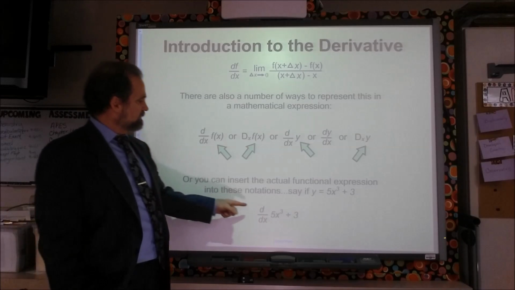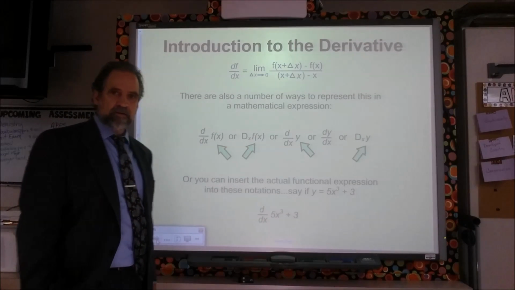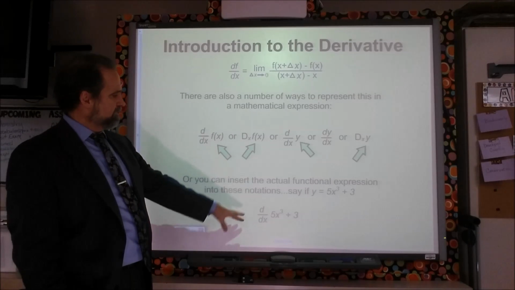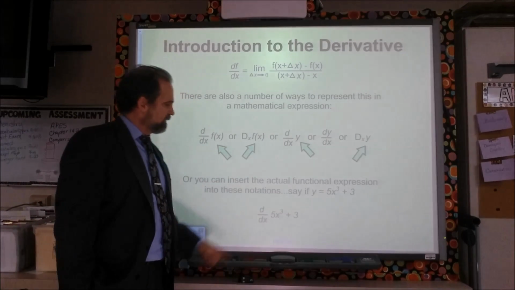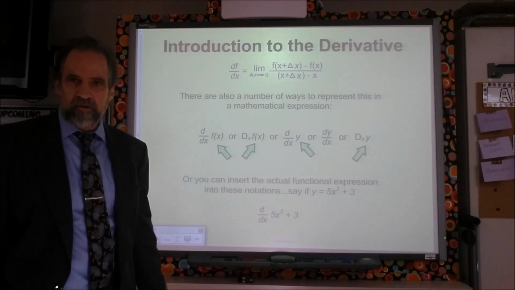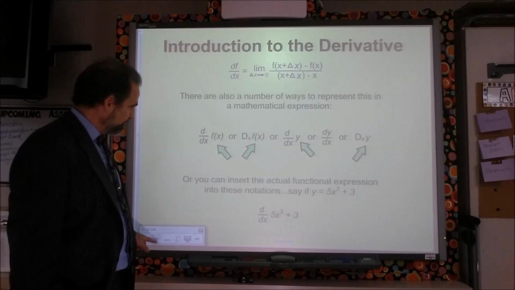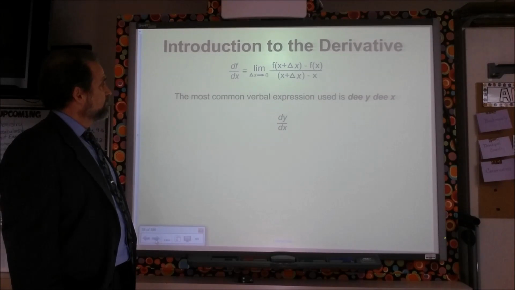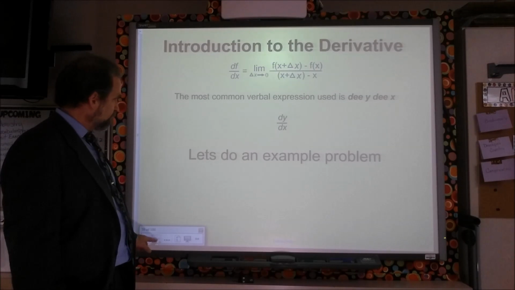All right, so I could write this as the derivative with respect to x of 5x cubed plus 3. All right? All of that can be written the same way. Probably would be better if that was in parentheses, because it looks like the derivative of 5x cubed plus the discrete amount 3, right? I think parentheses around that would have been a better notation. So, the most common verbal expression is dy dx, as I said. Let's do an example problem.